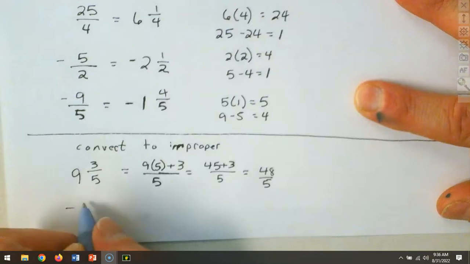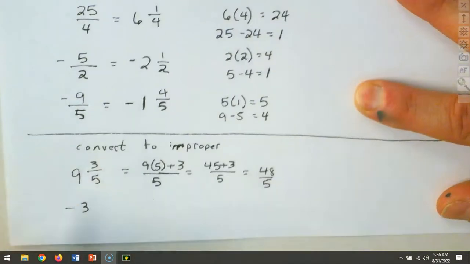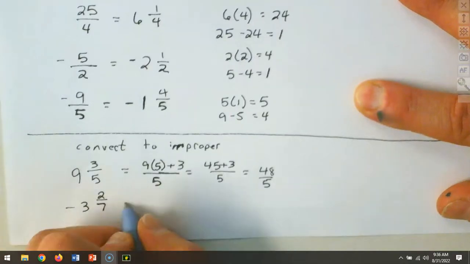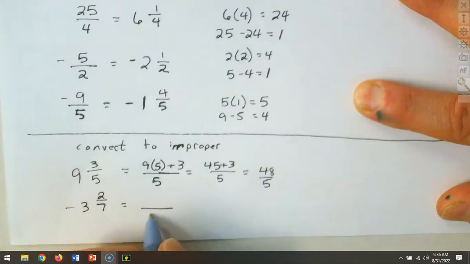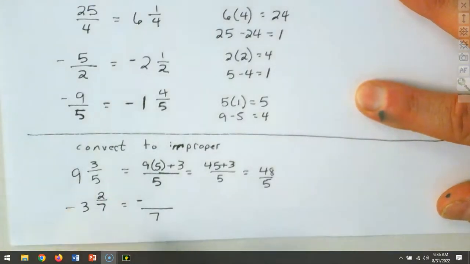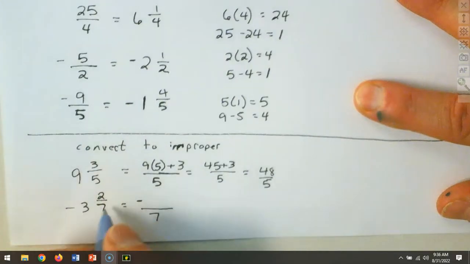Okay, we're going to convert another one. How about a minus 3 2/7? My denominator would be a 7. We know it's going to be negative because this number begins in negative. Well, we know our answer is going to be negative here. So we have a 3 times 7. That's a 21, right? 3 times 7 is 21.